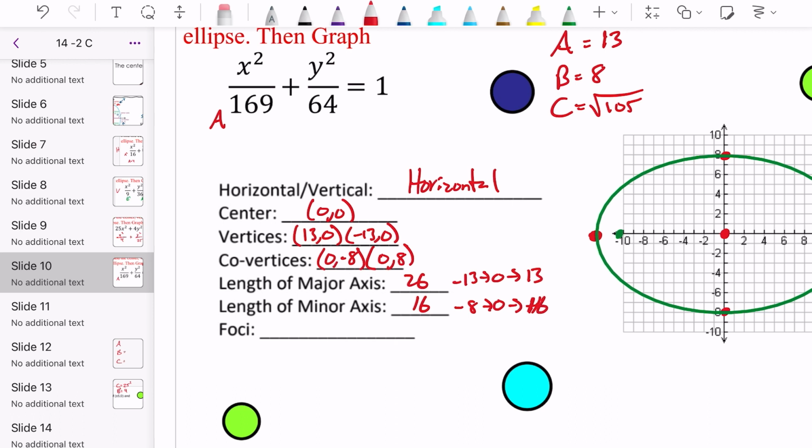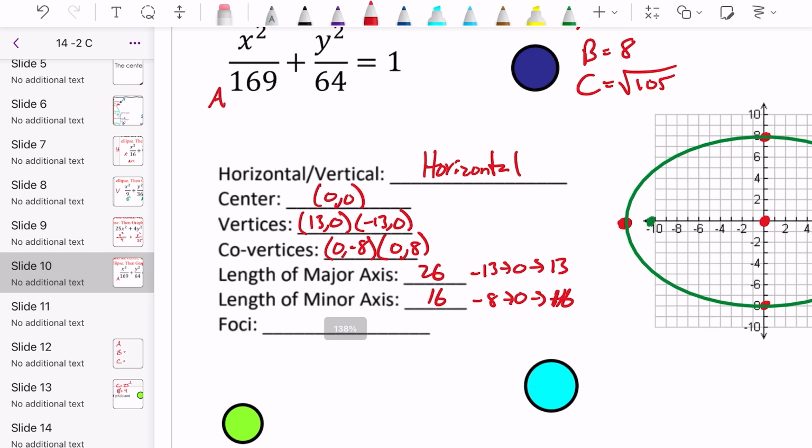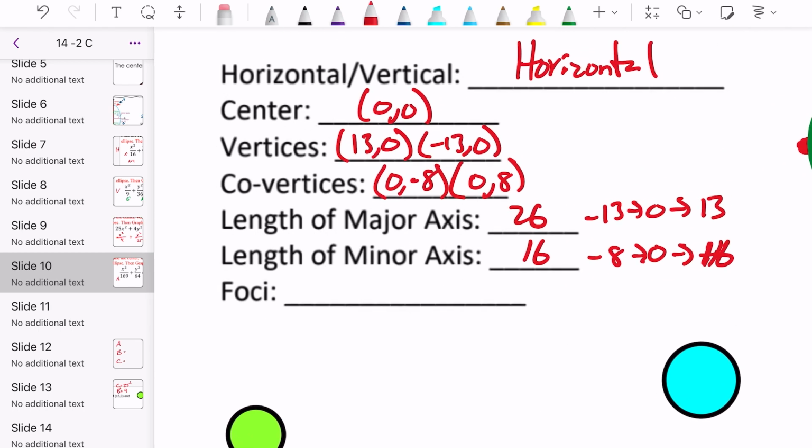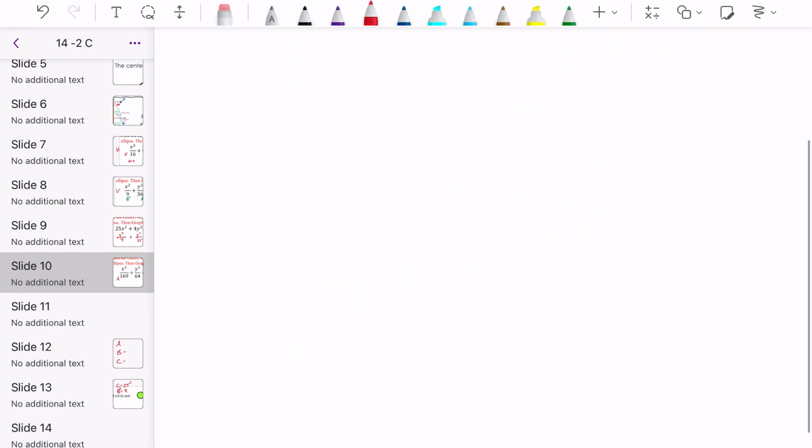Our foci would be at positive and negative square root of 105. So this would be square root of 105, comma 0, and negative square root of 105, comma 0.